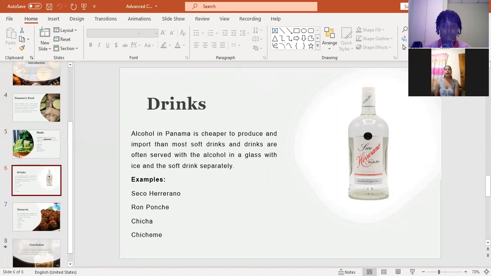When in Panama, try the local beers. Beer is the most popular alcoholic drink in Panama, and you have a wide variety of national brands like Balboa, Atlas, Panama, Soberana, and Cristal. Unlike pale lagers, not particularly outstanding, but refreshing in a hot and sticky climate. And other examples of drinks are ron ponche, chicha, and chicheme. The chicheme is popular in Chorrera. It's the most popular drink in Chorrera.